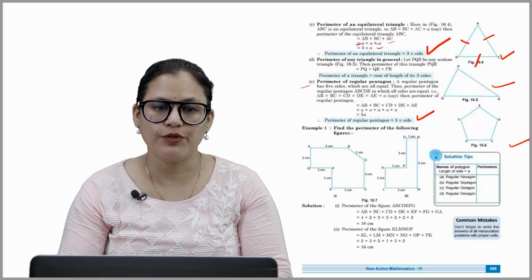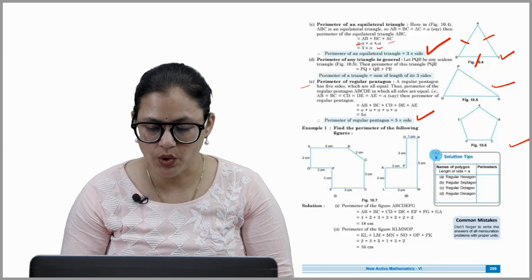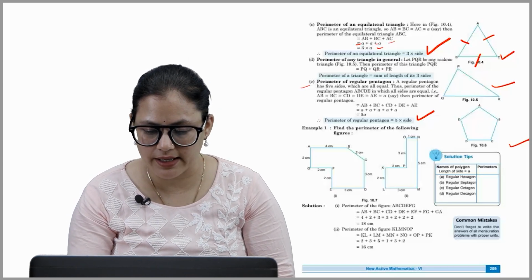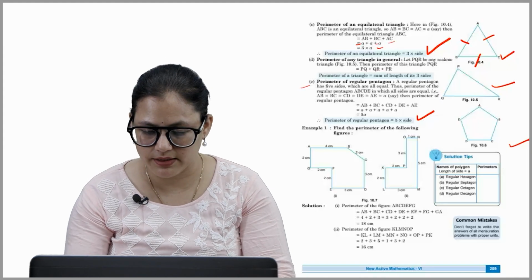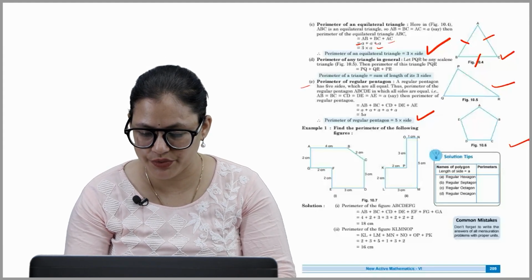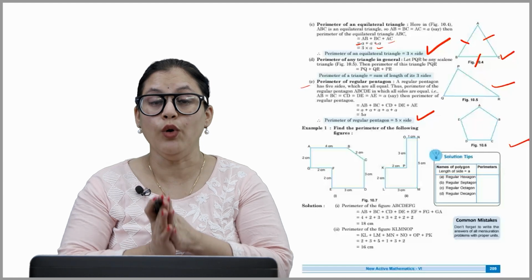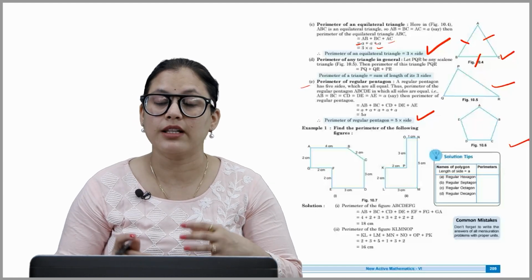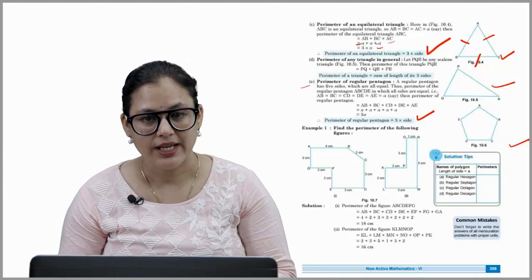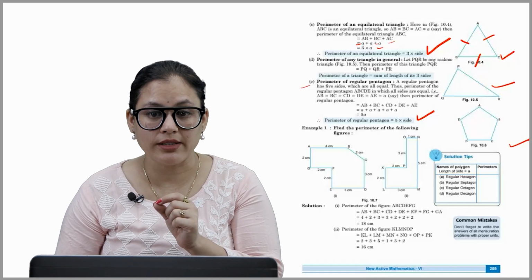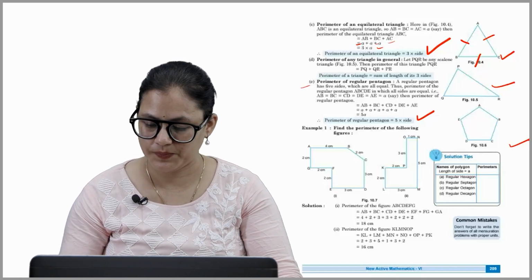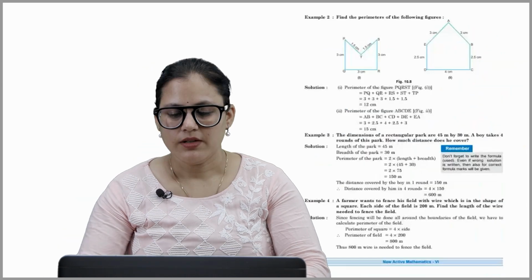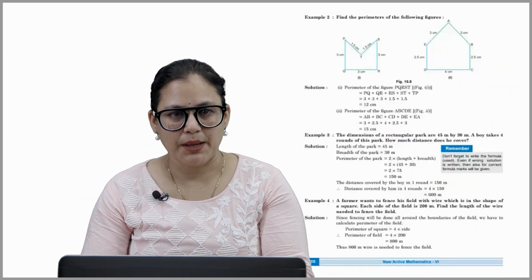Find the perimeter of the following figures. Okay, so what will we do? We will add all the sides given in these figures, like this: 1, 2, 3, 4, 5, 6. So we will add all the sides of the given figure and then we'll get the perimeter, right? Common mistakes: don't forget to write the answer of all measurement problems with proper units. Similarly, you will do all other examples.